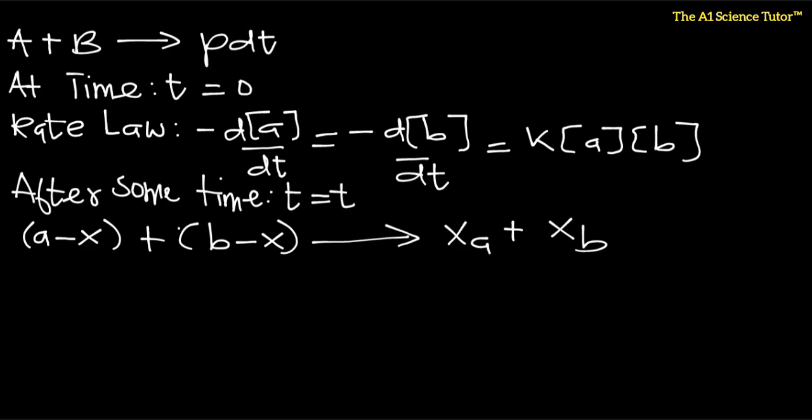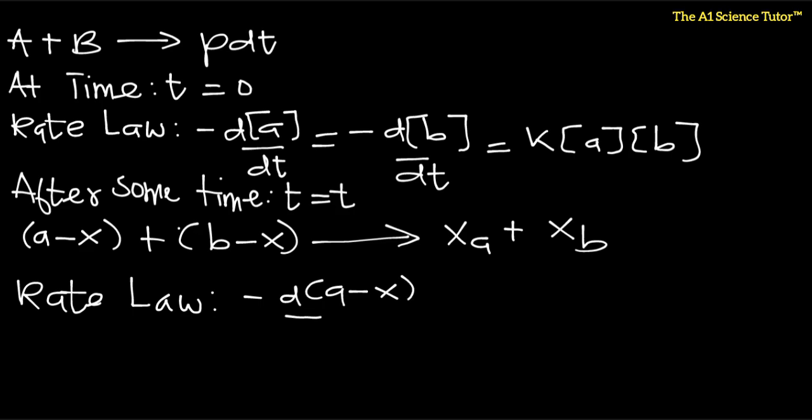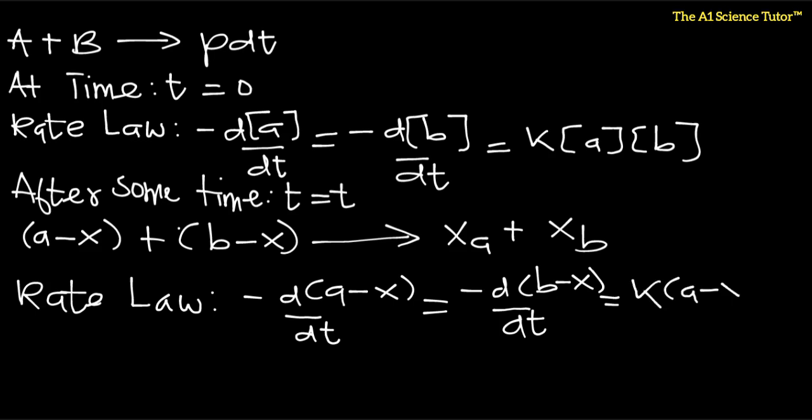Now we could also write the rate law for it. So let us try to write that. So this is going to be the rate law, and so it will be written as negative d of A minus x over dt, and this will be the same thing as negative d of B minus x over dt. Then on this side we're going to have k into A minus x, and then we also have B minus x. So that is what we're going to have.